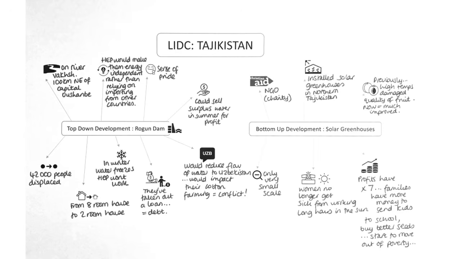It's a big, large-scale project which would cost them lots of money, so they've had to take out a loan which has put them into debt, which means they're having to pay that each month rather than investing that money in the country. 42,000 people have had to be displaced to make way for the dam and the reservoir. Lots of those people have moved from 8-room houses to 2-room houses, so their standard of living's reduced.